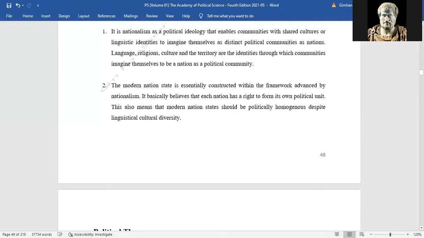Language, religions, culture, and the territory are the identities through which communities imagine themselves to be a nation as a political community. 2. The modern nation state is essentially constructed within the framework advanced by nationalism. It basically believes that each nation has a right to form its own political unit. This also means that modern nation states should be politically homogeneous despite linguistic and cultural diversity.